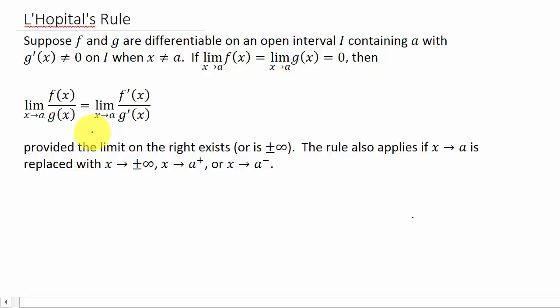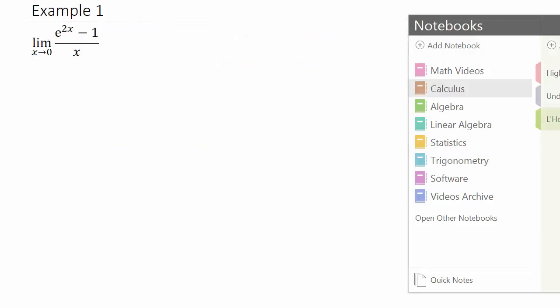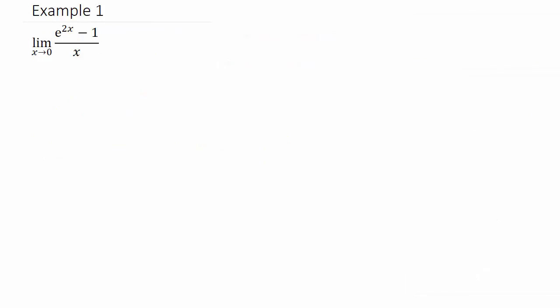So in this video I'm gonna do two examples, and then I'll post some more videos with more examples. Alright, so let's take a look at the first one. It wants us to find the limit of e to the 2x minus 1 over x as x goes to 0.